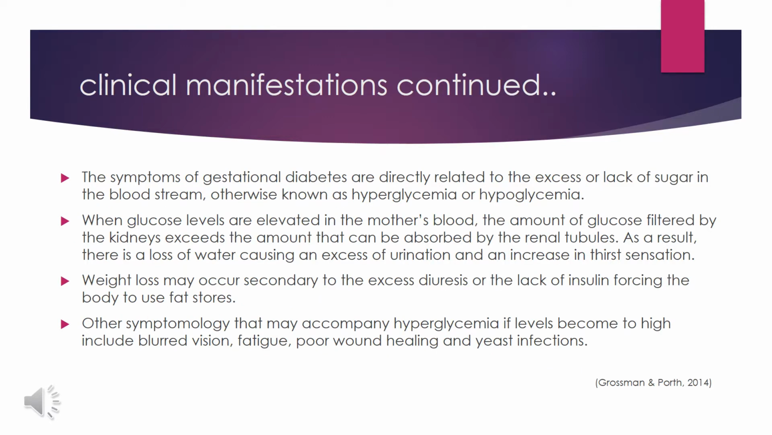Clinical manifestations continue. The symptoms of gestational diabetes are directly related to excess or lack of sugar in the bloodstream, otherwise known as hyperglycemia or hypoglycemia. When glucose levels are elevated in the mother's blood, the amount of glucose filtered by the kidneys exceeds the amount that can be absorbed by the renal tubules. As a result, there's a loss of water, causing an excess of urination and an increase in thirst sensation. Weight loss may occur secondary to the excess diuresis or the lack of insulin forcing the body to use fat stores. Other symptomology that may accompany hyperglycemia if levels become too high include blurred vision, fatigue, poor wound healing, and yeast infections.